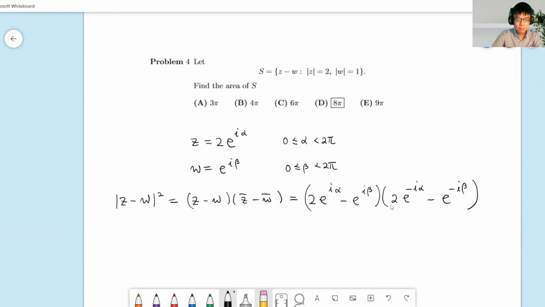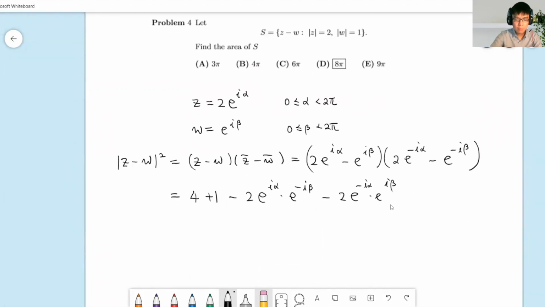Now we expand this. We got 2 times 2, which is 4, minus 1 times minus 1 times 1, which is 1, and minus 2e^(i alpha) e^(minus i beta), and minus 2e^(minus i alpha) e^(i beta). Right, so we can combine this to be 5 minus 2 times (e^(i(alpha minus beta)) plus e^(minus i(alpha minus beta))).